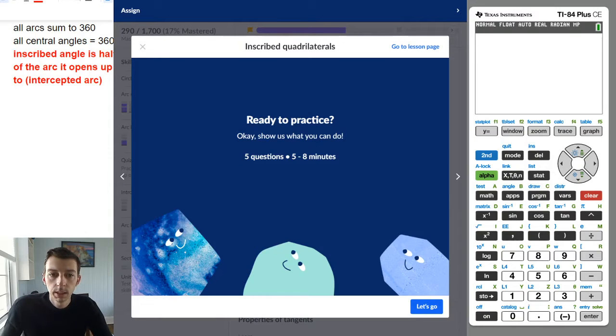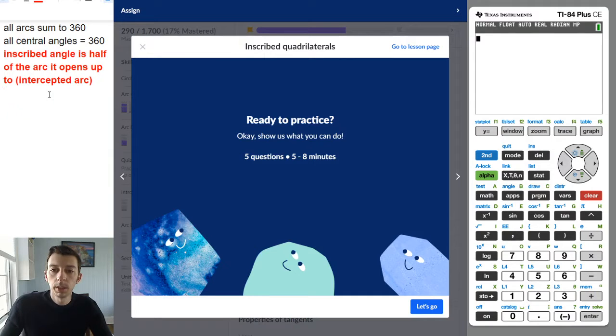We're going to look at inscribed quadrilaterals here. So let's take a look and try and see if we can solve some of these problems. So I've got some notes here from the last time we were working.